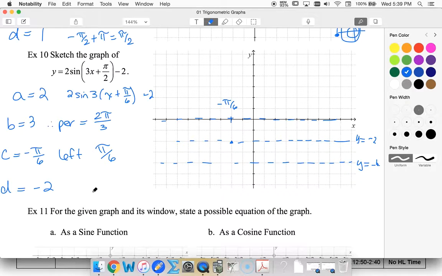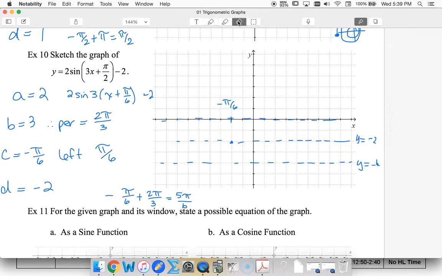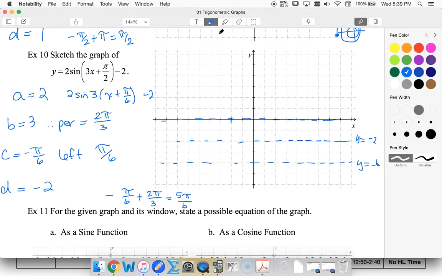My period is going to complete when I go a distance of 2 pi over 3. So -pi over 6 plus 2 pi over 3 is going to give me 5 pi over 6. So maybe counting 2 spaces for pi over 6 is too much. So I'm going to make that just 1. So let's call this one negative pi over 6. So then 5 pi over 6 will be 1, 2, 3, 4, 5 pi over 6 here.